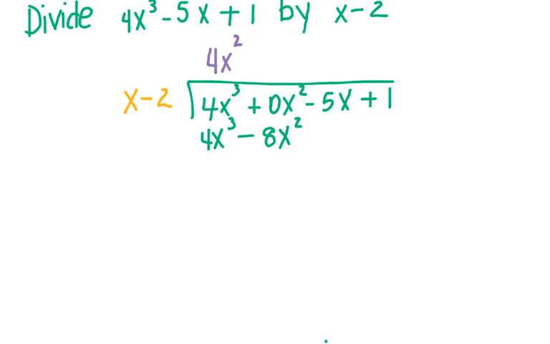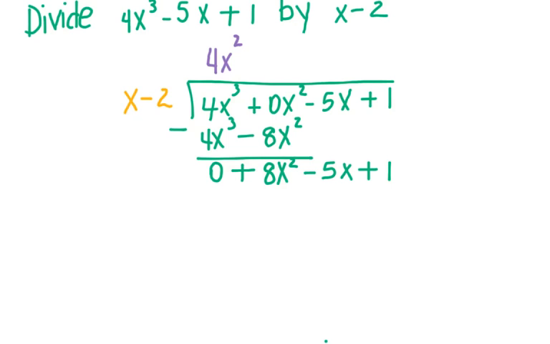And then we follow through like a regular long division. We put our subtraction sign. 4x cubed minus 4x cubed is going to give us 0. And 0x squared minus negative 8x squared is going to give us plus 8x squared. And then we bring down the remaining terms. So after that first step, we're now left with 8x squared minus 5x plus 1.